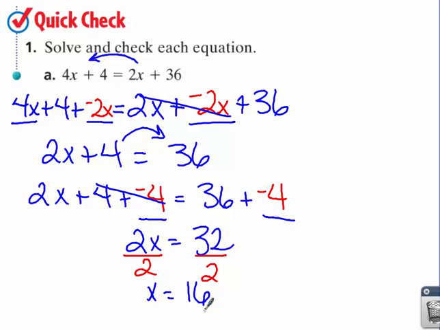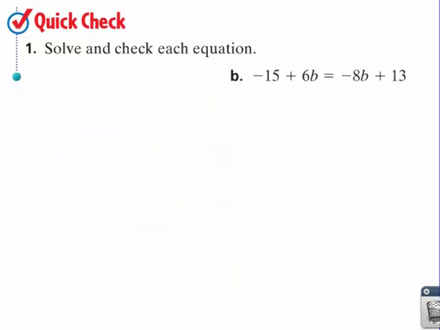Right? And that's how you solve an equation with variables on both sides. So let's try one more real fast, and then I'll have you do one. Here is our next one. This one says negative 15 plus 6b is equal to negative 8b plus 13.